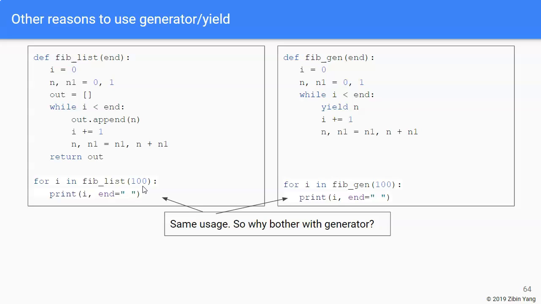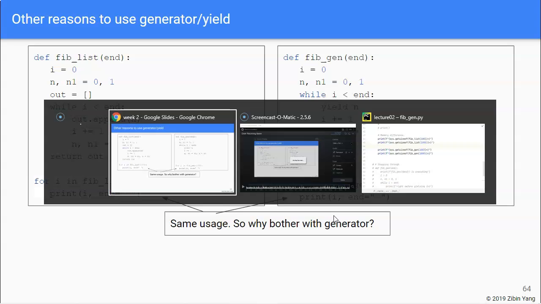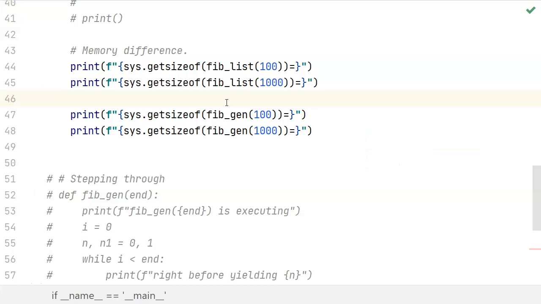So why bother with the generator? Well, there are several reasons. The most important one, in my mind at least, is the memory usage. And let me explain what I mean by that. So here I use a built-in method from the sys module called getsizeof, and unsurprisingly, it gives us the size of the object that we pass to it as its argument.